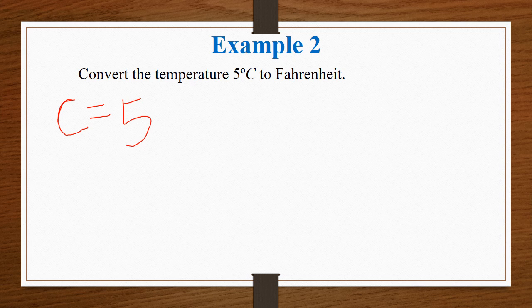C equals 5. So I'm going to take that and plug it into my formula. So in order to find the Fahrenheit, F equals 9 divided by 5 times 5 plus 32.